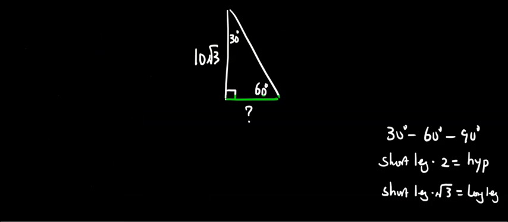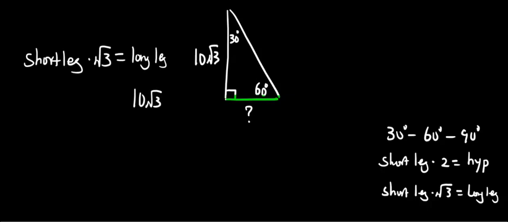Let's continue with the second one. What is the missing length? The missing length is the short leg. So we have a short leg times the square root 3 is the long leg. Let's substitute the long leg, and what is the short leg? Divided by square root 3 each side, x is 10. So the short leg is 10. You see how fast it is?